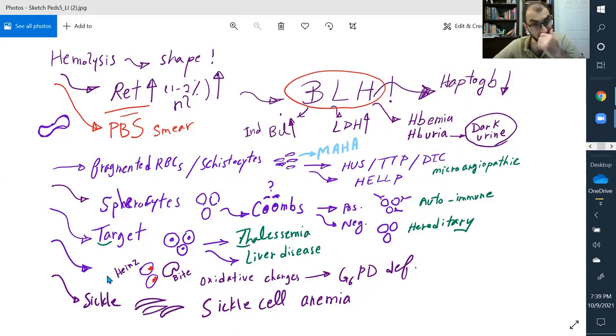You look under the microscope, you see sickle cells, it's sickle cell anemia. You have some degrees of hemolysis in it as well.